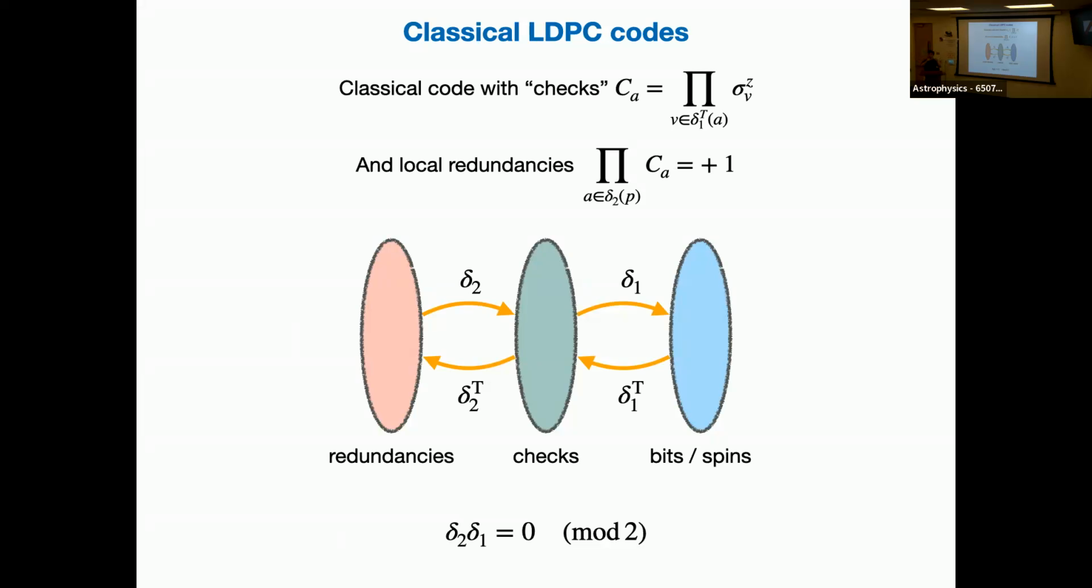And mathematically this is described by these sets of maps. So I have three sets of objects: I have spins, I have checks, and I have these redundancies between the checks. And I have some maps which tell me which bit is part of which check, which check is part of which redundancy. This is what these delta 2, delta 1 are. And if I apply them in sequence, I always get 0. They're just encoding the fact that redundancies are indeed redundancies.